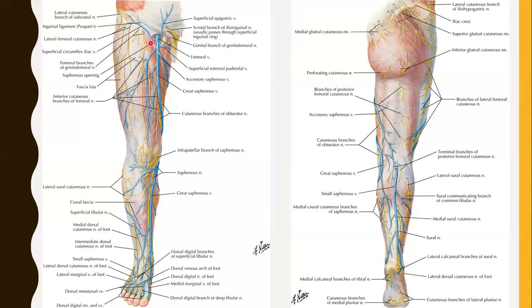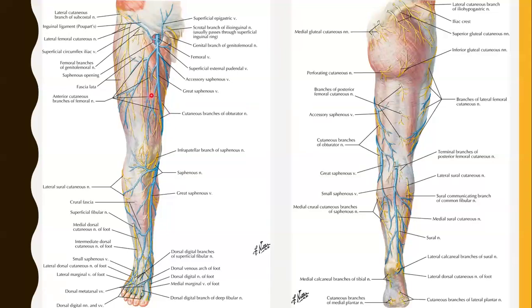This opening in the fascia that allows the passage of the great saphenous vein is called the saphenous opening or the saphenous hiatus. Along its course, the vein receives several other superficial veins. Some of them are named, some of them are not named. It also communicates to some extent with the small saphenous vein.